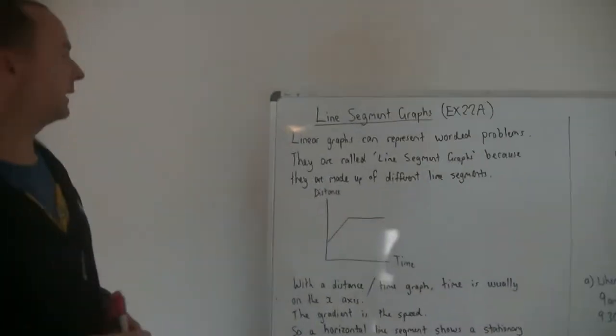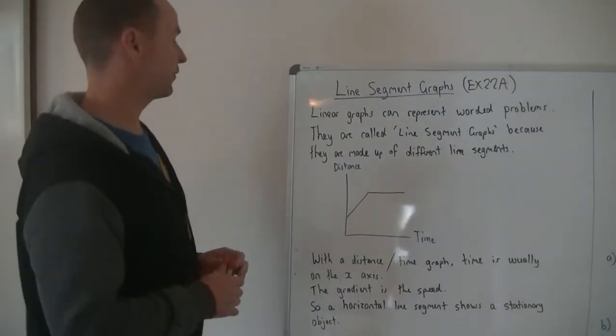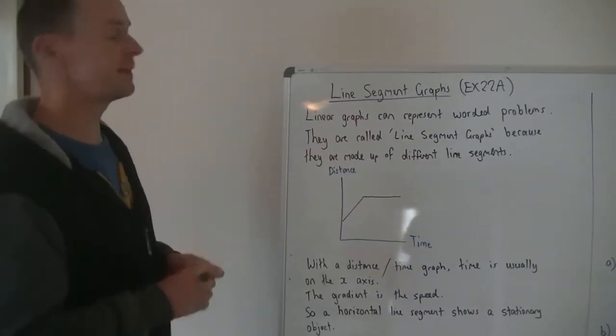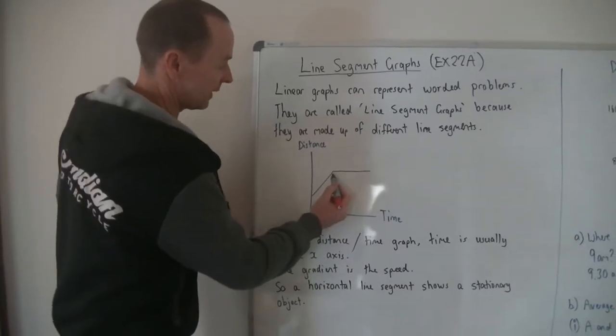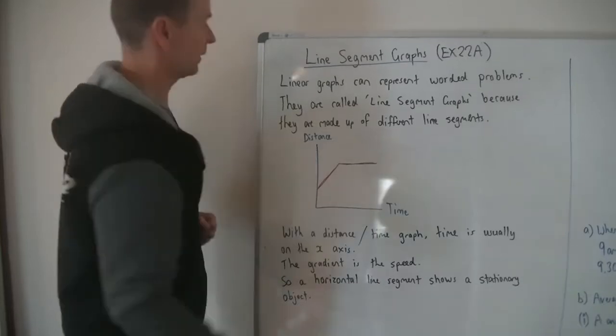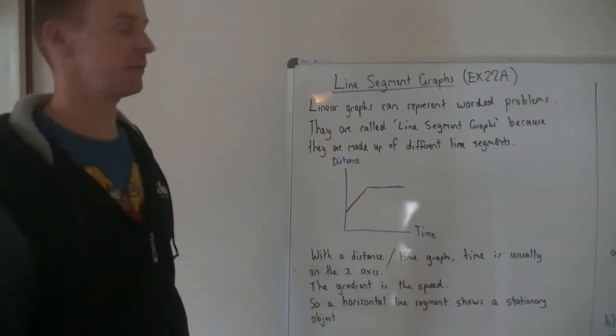Alrighty, so linear graphs are pretty much worded problems, and there's a whole series of linear graphs inside the one graph. So they're called line segment graphs, because each segment is a straight line. Here, in this graph, we have two segments. There's our first one, and there's our second one. They're called line segment graphs because they're made up of different line segments, so it's pretty easy.